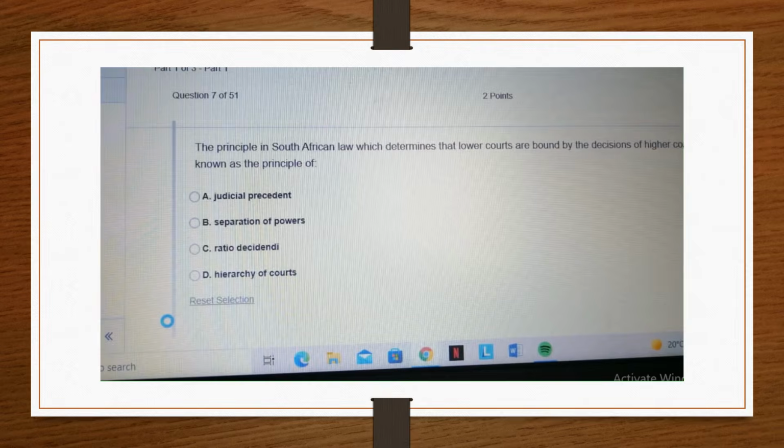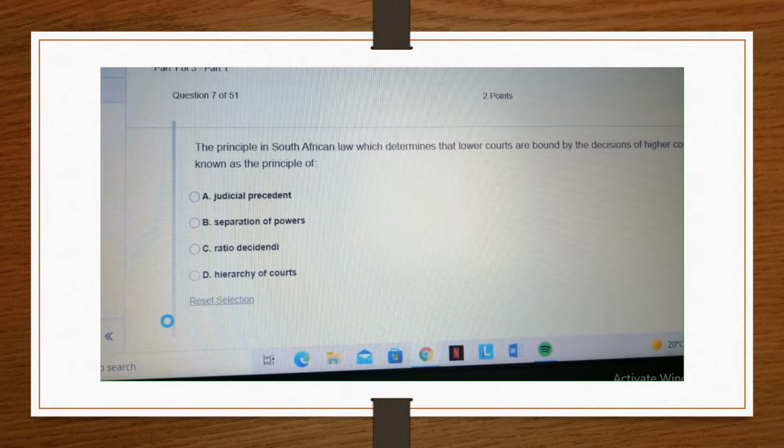Separation of powers deals with the three branches of the government, which is the executive, judiciary, and the what? I forgot the other one. So option B will not make it. The residency is the reason for a court's decision. It doesn't make it as well.